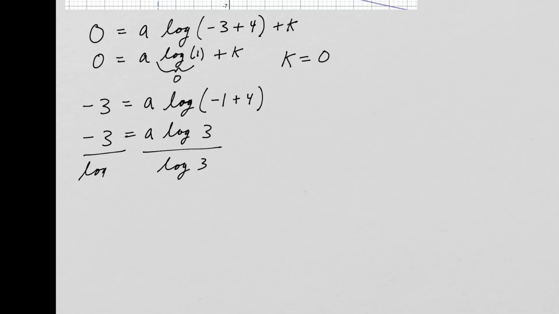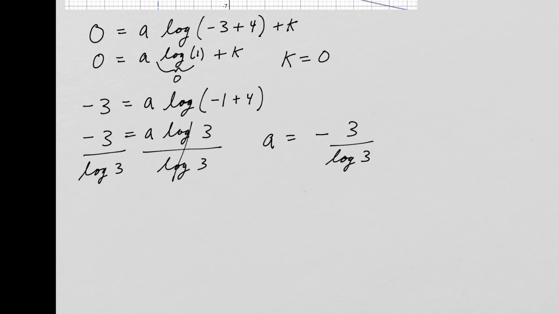Log of 3. And that will give me a. So what I'm finding here is that a is equal to negative 3 over log of 3. Good. That's good that we got negative, because remember, we knew that it was flipped vertically. So the a, the thing out front, must have been a negative number, and we got the negative by plugging in that value.